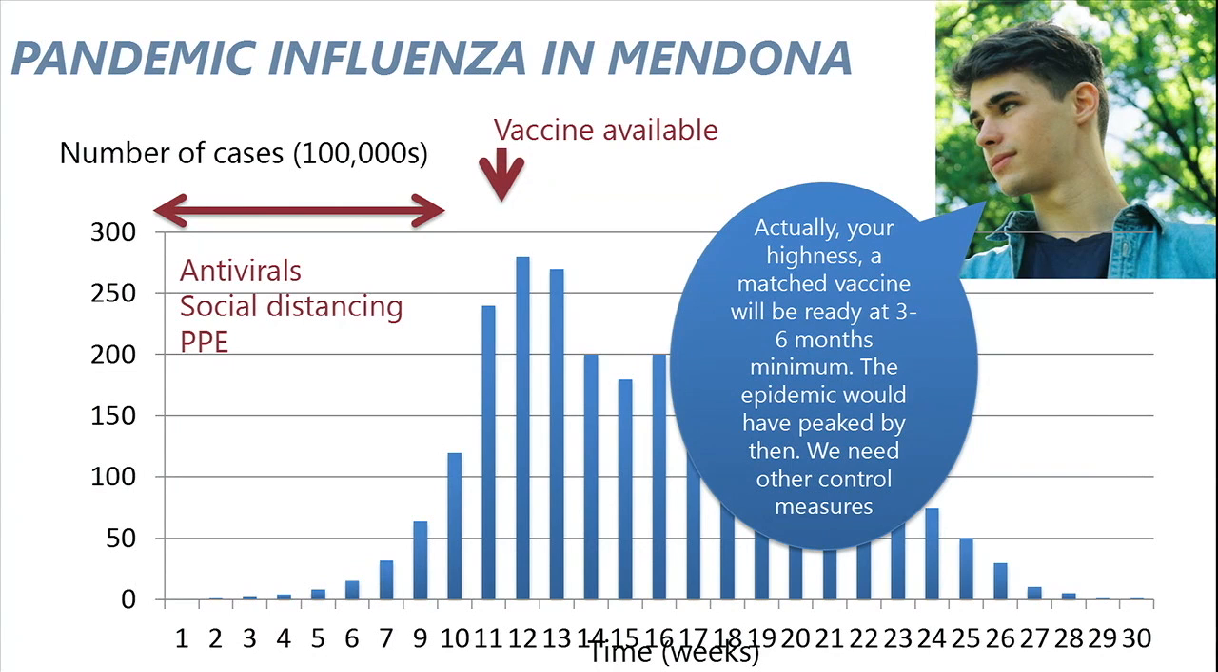So, Adam explains this issue of vaccines, which are highly in demand. Well, we appreciate the money, Prince Clement, but actually, Your Highness, a matched vaccine won't be ready for another 3 to 6 months minimum. The epidemic would have peaked by then, and we need other control measures, things like antivirals, PPE, and social distancing.